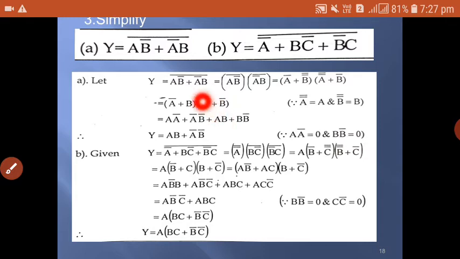So again the same he has explained here. So (a b bar) whole bar into (a bar b) whole bar is equal to (a bar plus b double bar) into (a double bar plus b), which is equal to (a bar plus b) into (a plus b bar).